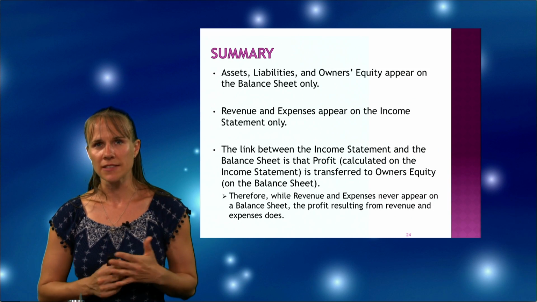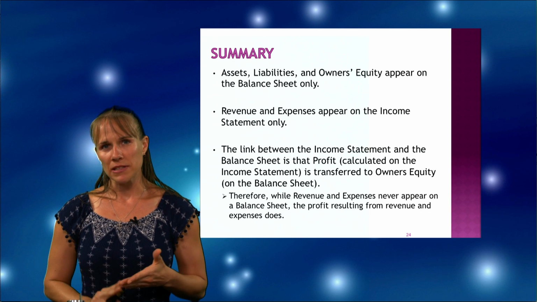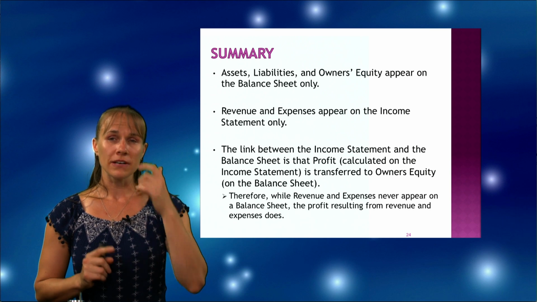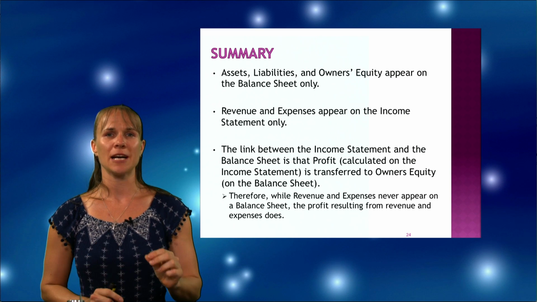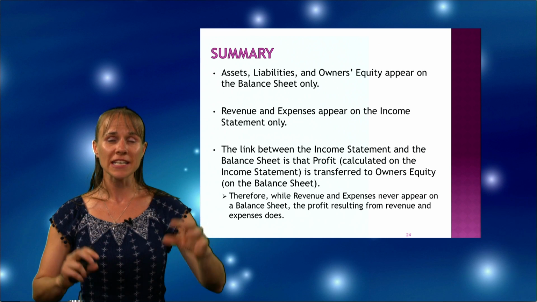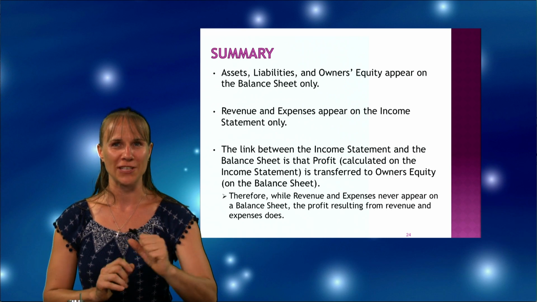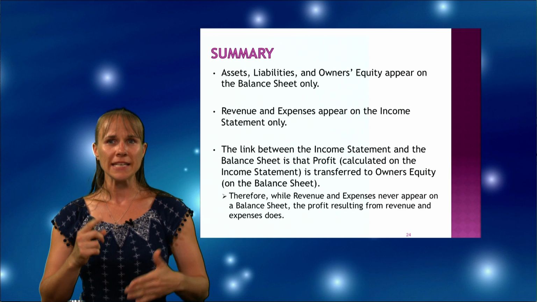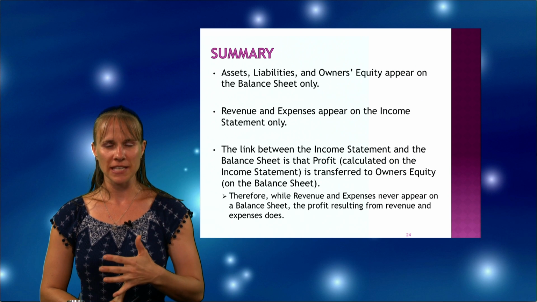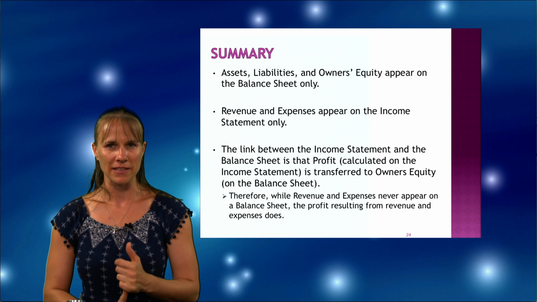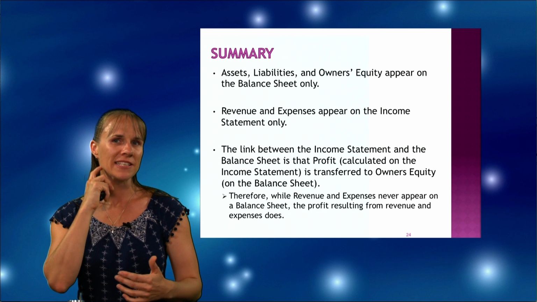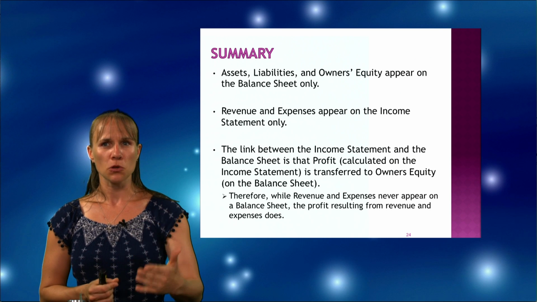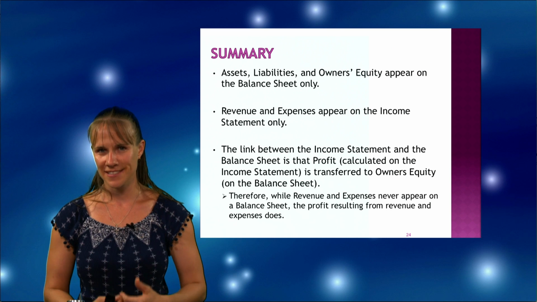So in summary here, assets, liabilities, and owner's equity appear on the balance sheet only. Revenues and expenses appear on the income statement only. So be very clear on what account types belong on which financial statement. The link between the income statement and the balance sheet is that profit, which we calculate on our income statement, is transferred to owner's equity on the balance sheet. So while revenues and expenses never explicitly appear on our balance sheet, the profit resulting from revenue and expenses does appear.